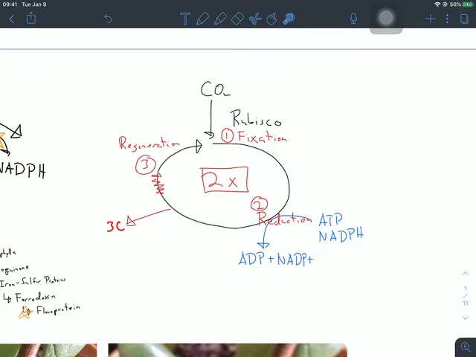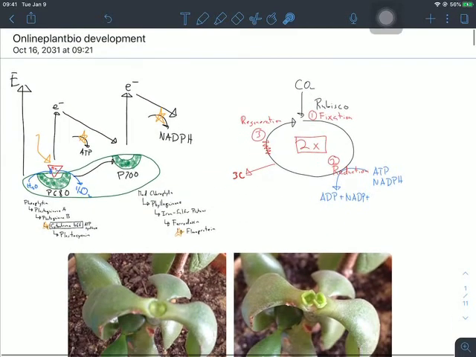In step 2, reduction, ATP and NADPH are burned, used up, to make ADP and NADP plus to create a 3-carbon sugar. This process is able to cycle back through the third step of regeneration. And in this way, plants are able to provide themselves with all of the energy necessary to grow.